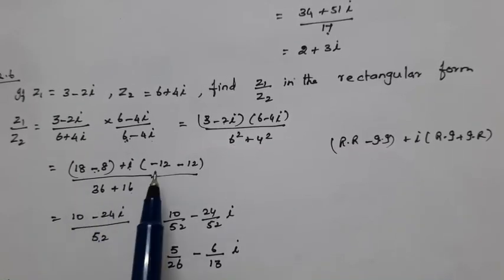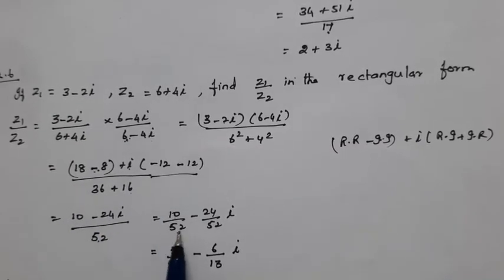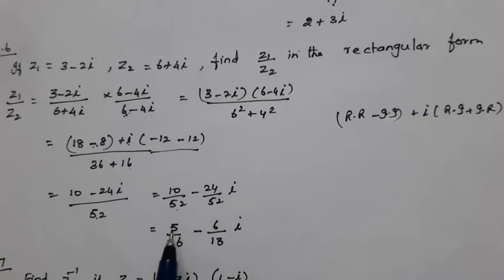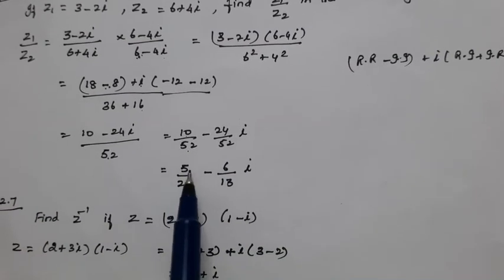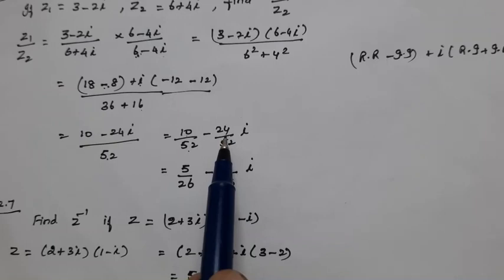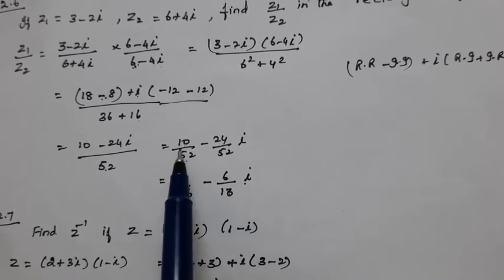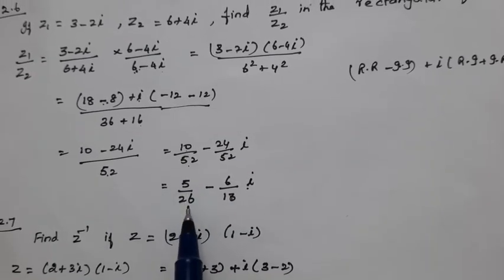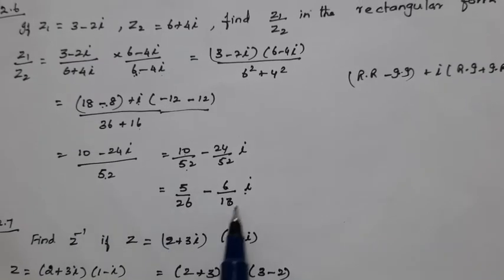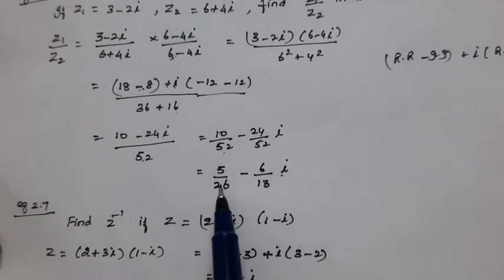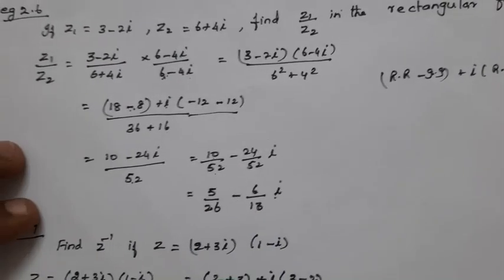18 minus 8 is 10, minus 24i, that is 10/52 − (24/52)i. So it can be simplified as 5/26 − (6/13)i, dividing by 2 and by 4. That is, we have expressed this in the standard form, real plus some imaginary.